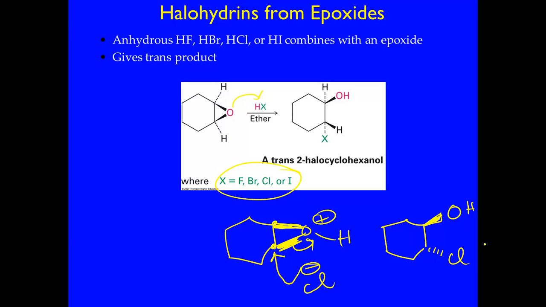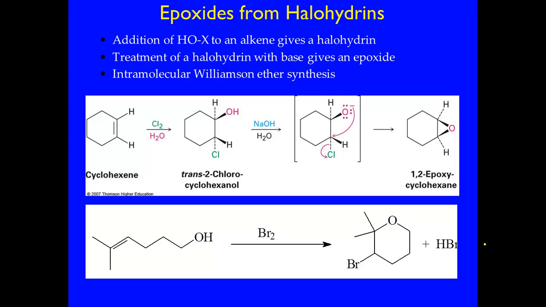So not only is writing the product important, but also showing the stereochemistry is important. Got it? If you don't have stereochemistry, you don't have to worry. But if the epoxide is shown as a chemically pure compound with stereochemistry, then you have to show the stereochemistry in the product as well. Okay? Any questions about epoxide opening? We'll go back to some of the mechanisms as time permits.